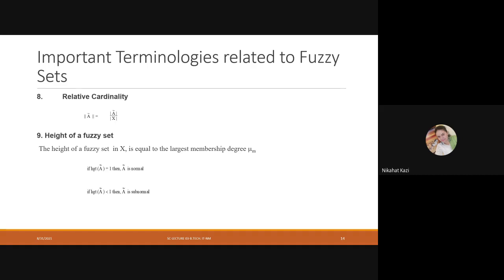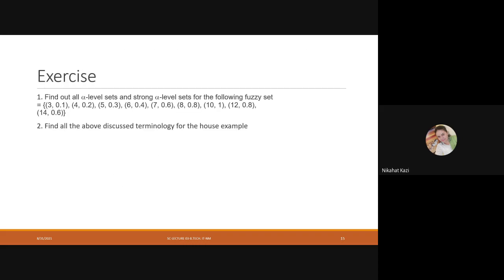Alternate definitions. As an exercise, you have to find out for these particular fuzzy sets what the alpha level and strong alpha level sets are. It's pretty simple. You only have to look at these membership values which are given: 0.1, 0.2, 0.3, 0.4, 0.6, 0.8, and 1, and list down all the elements. So how many alpha sets will come here?